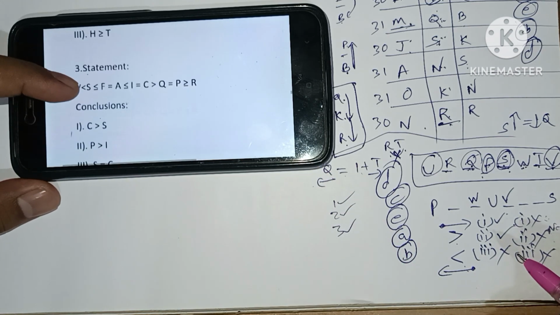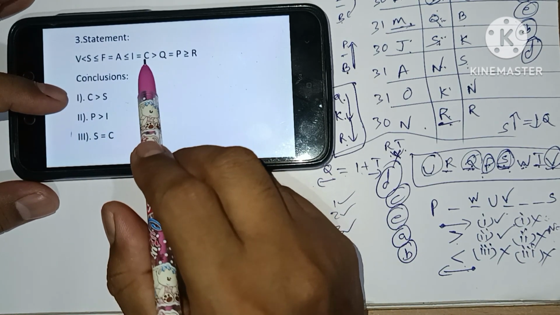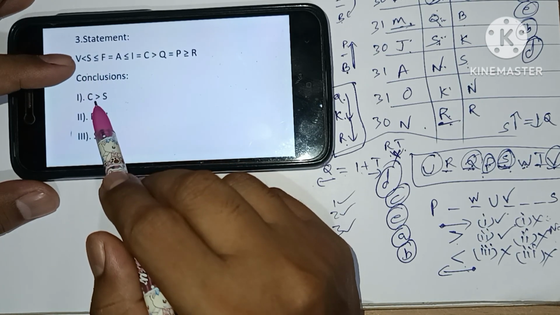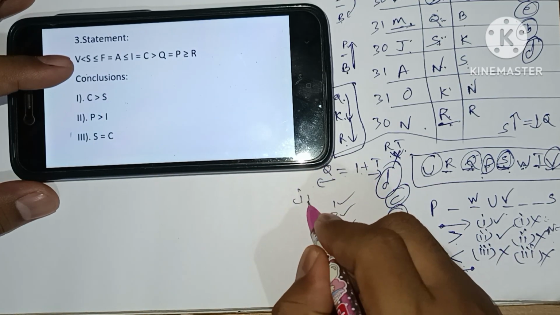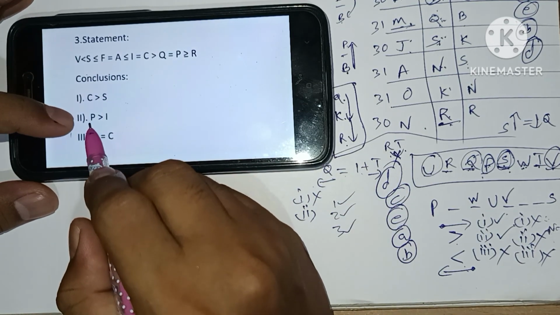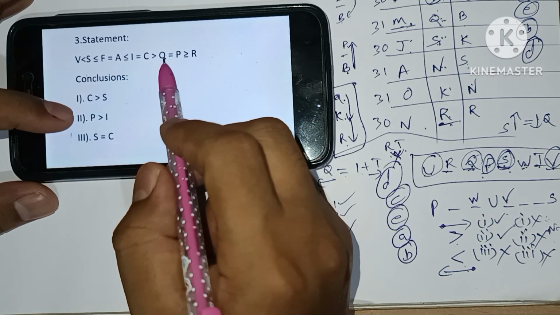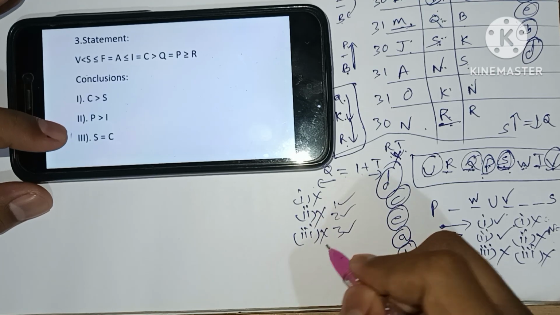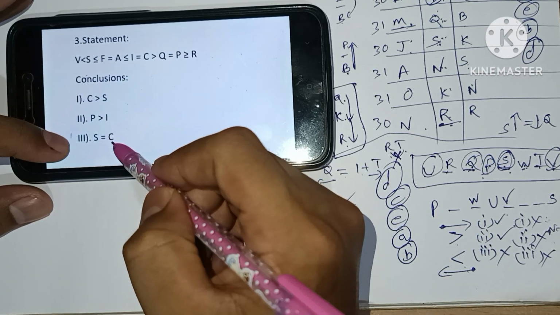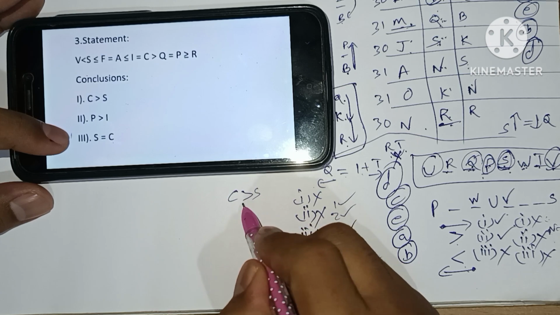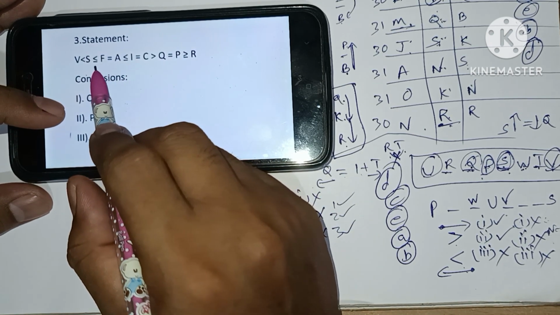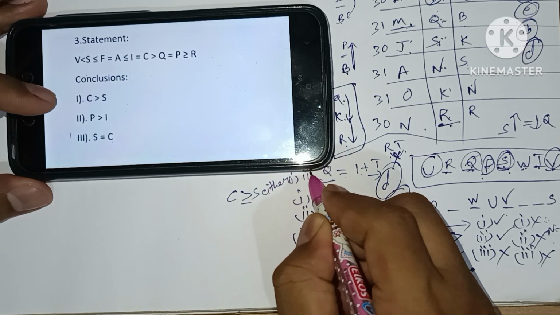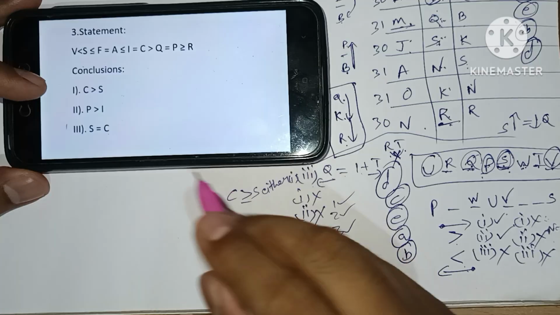Okay, let's see question number 3. The flow from C to S. From C we are able to reach to S. It is possible, but there is a missing equal to in our conclusion, so first conclusion will be false. Second conclusion, the flow from P to I. From P there is no flow to I, so second conclusion is false. Third conclusion, individually this is false, but combining first one and third one we have the flow of C to S with everywhere equals to, and we see the same in our question. So the answer for this one will be either 1 or 3.